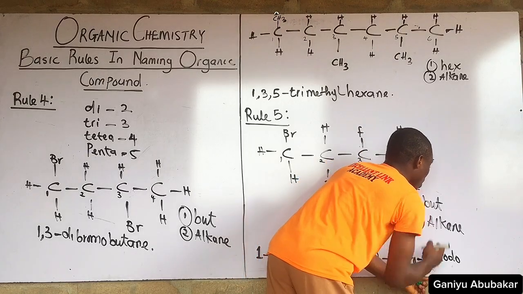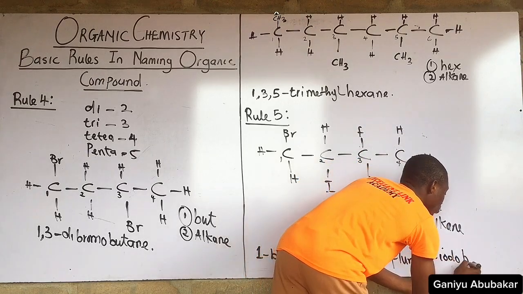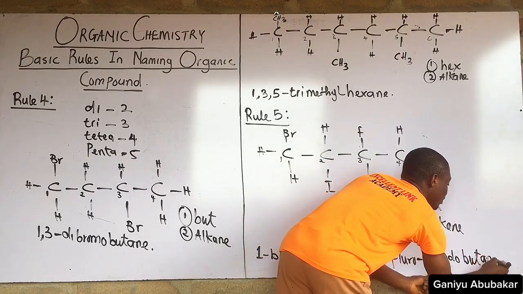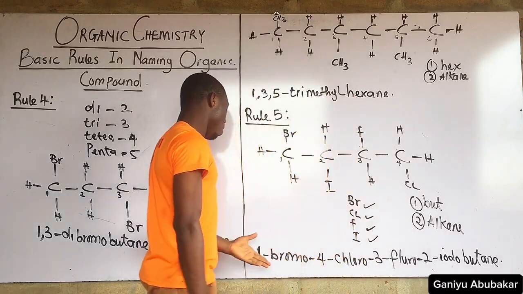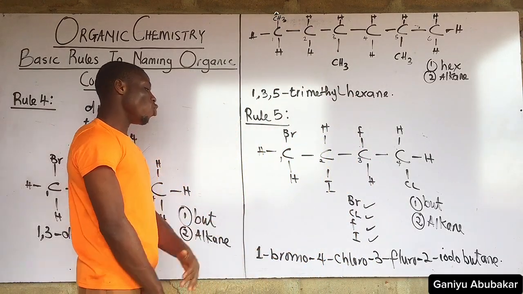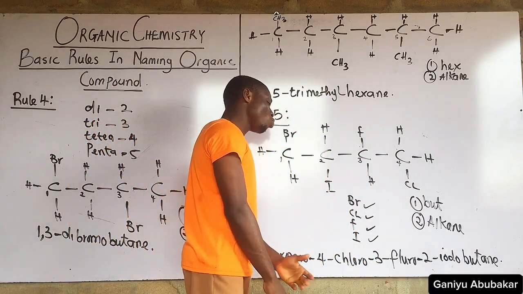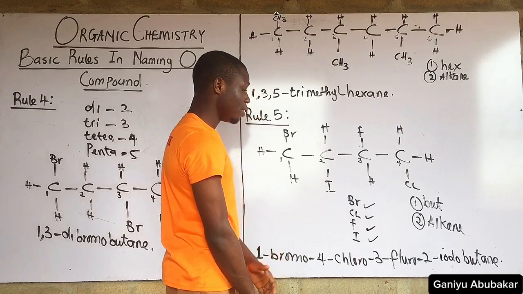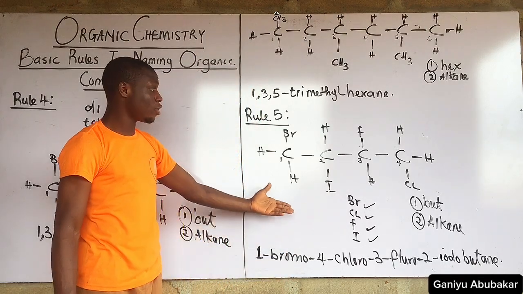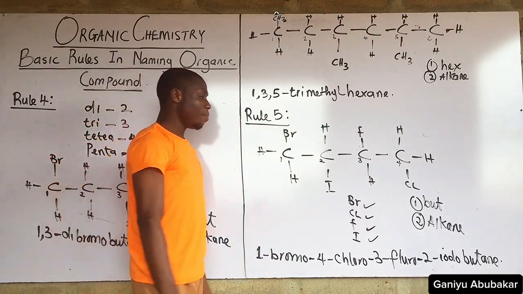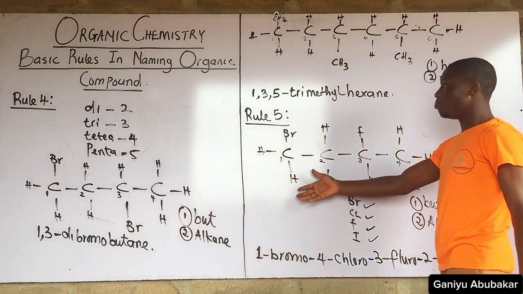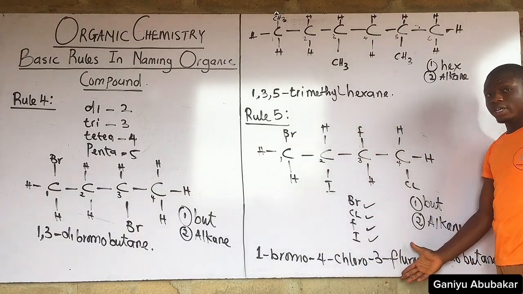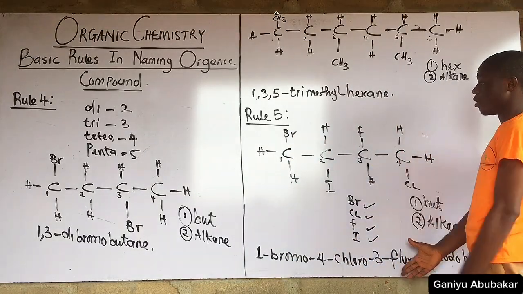Next up, the compound here becomes butane. So this compound is called 1 bromo, 4 chloro, 3 fluoro, 2 iodo butane. That's the name of this compound here. Alright, that becomes the basic concept behind naming this stuff, as you can see.